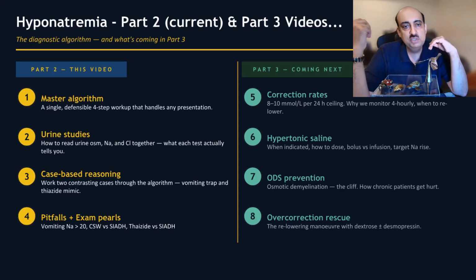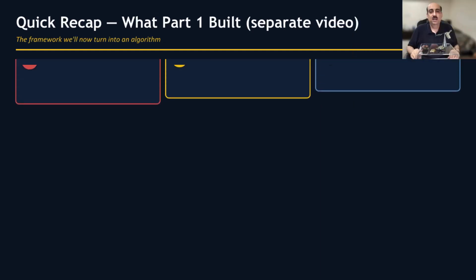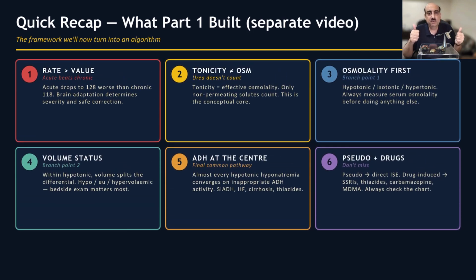And part 3, the next video, will close up the series with the management of hyponatremia, including the correction rates, which should be the safe correction, use of hypertonic saline, osmotic demyelination syndrome and the pitfalls, and the overcorrection rescue. Now, the 6 key takeaway pearls from part 1.